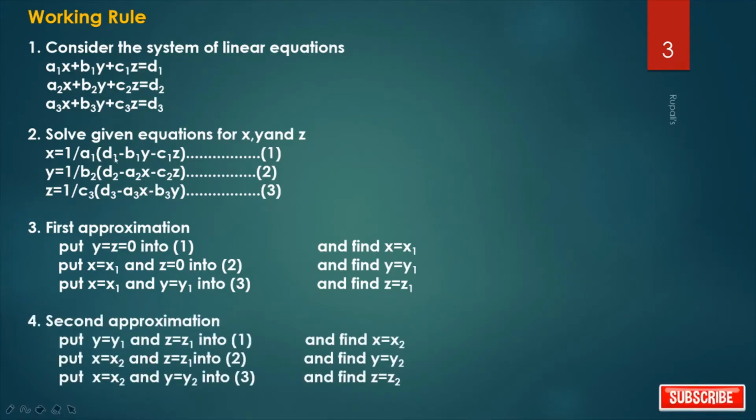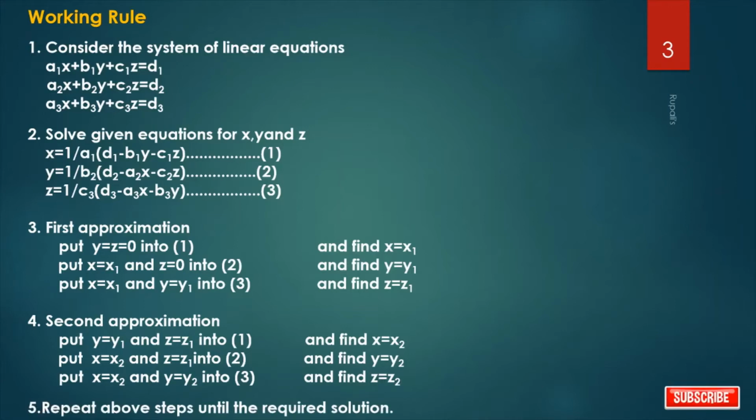Now, the second approximation. In the first equation, put y equals y1, z equals z1, and calculate the value of x. Say it is x2. Then in the second equation, put x equals x2 and z equals z1, and calculate the value of y. Say it is y2. In the third equation, put x equals x2, y equals y2 and calculate the value of z. Say it is z2. In this way, repeat the above steps until you get the required solution.